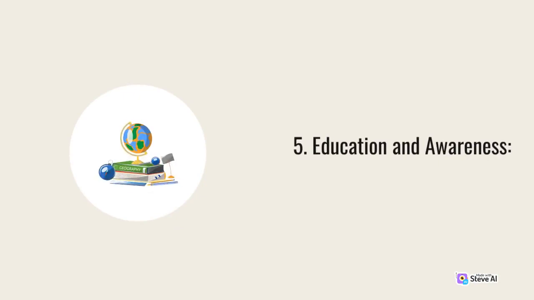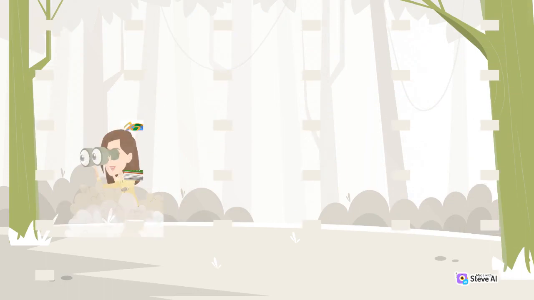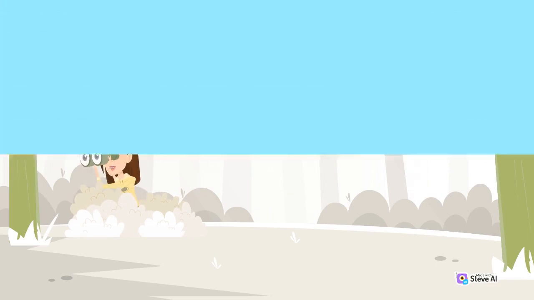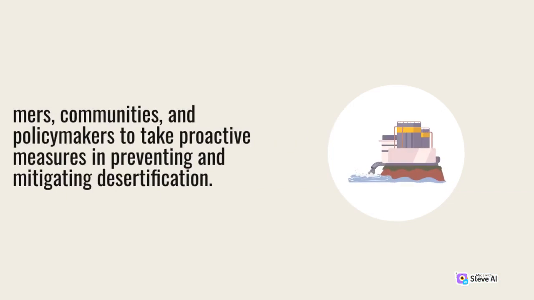5. Education and awareness. Increase public awareness about the causes and consequences of desertification and the importance of sustainable land management. Education campaigns, workshops, and training programs can empower farmers, communities, and policymakers to take proactive measures in preventing and mitigating desertification.